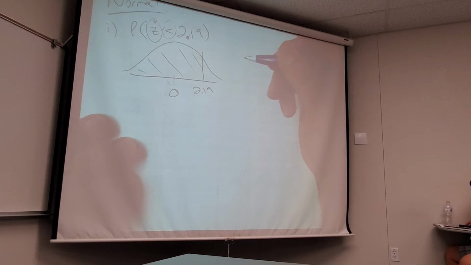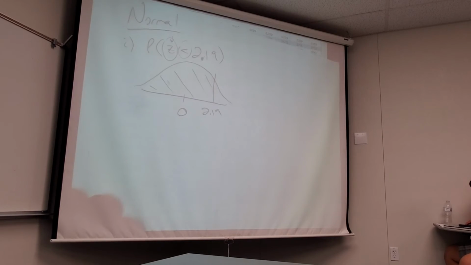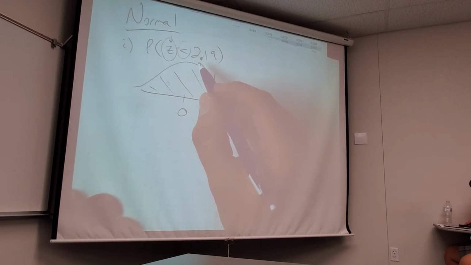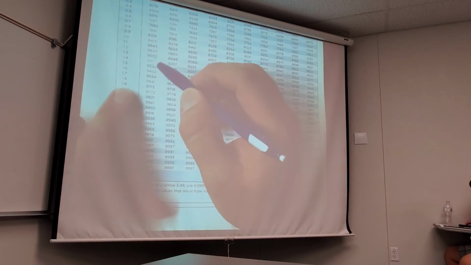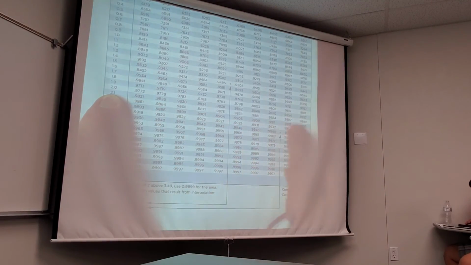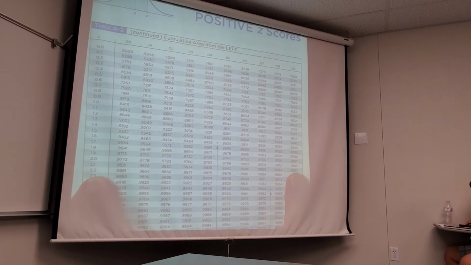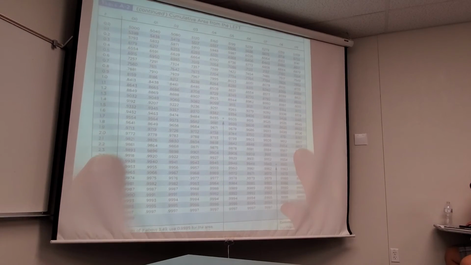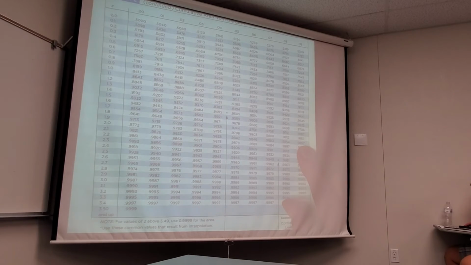So how do you get this area? What do you do? Look it up. It's a positive z-score, 2.19. So right there, you see that? That's the 0.9 over there. The top row is the second decimal place. Somebody asked earlier why it's 2. We only do z-scores to 2 places because the chart goes to 2 places.